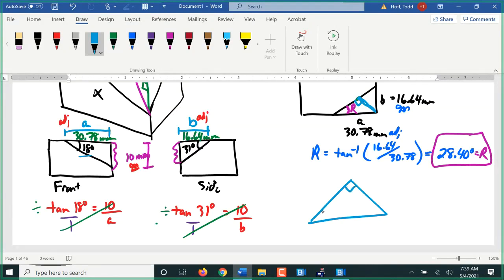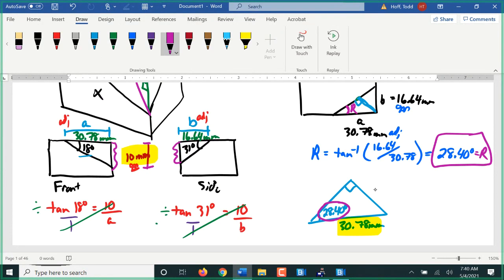There's my right angle. I know that R is 28.40 degrees, and I know that this side down here is 30.78. Now again, remember that 30.78 came from us just picking 10 millimeters to be the depth. So that 30.78 is not a real dimension, but the ratio of dimensions are true. The angle, the 28.40, is the true angle. Even though our dimensions are hypothetical, that angle is true because similar triangles, similar figures have the same angle, even though the sides are just proportional.